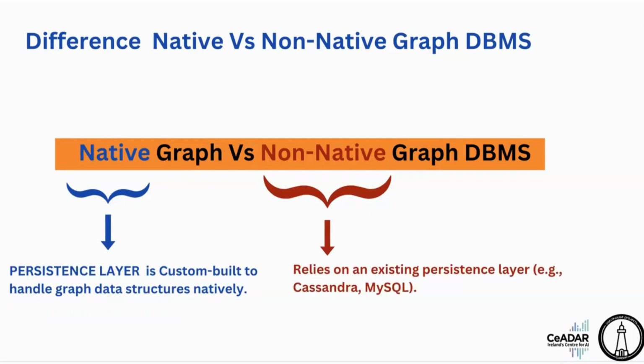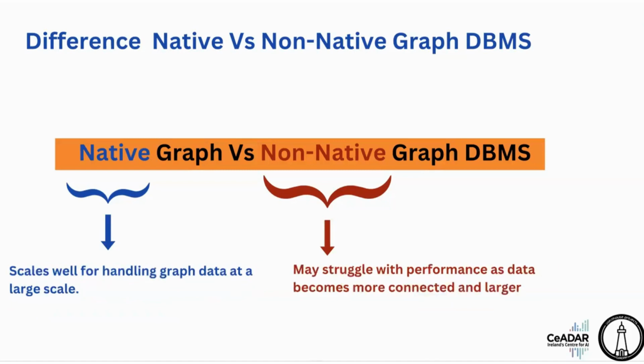In a graph database, there is a custom-built persistence layer which can handle graph data structures. Unlike non-graph databases such as Cassandra and MySQL, they rely on a different persistence layer. Without a graph persistence layer, they can't traverse from one point to another. The native graph is well suited for handling large-scale data. Non-native ones, as I said earlier, will be useful, but they struggle to traverse from one point to another when there is very huge connected data, with millions of connections like Twitter and trends.